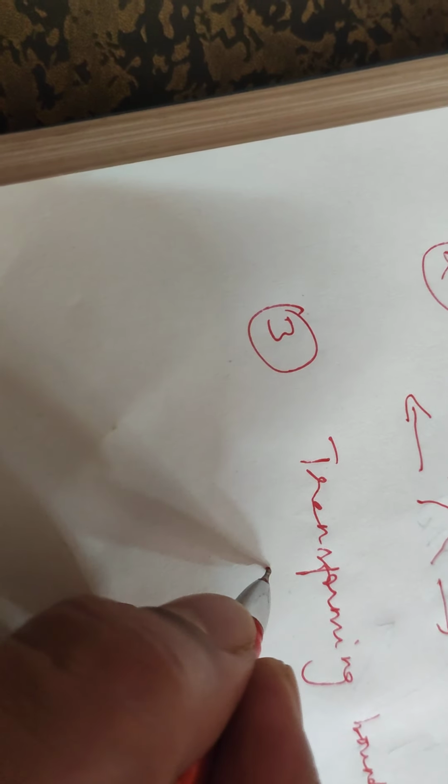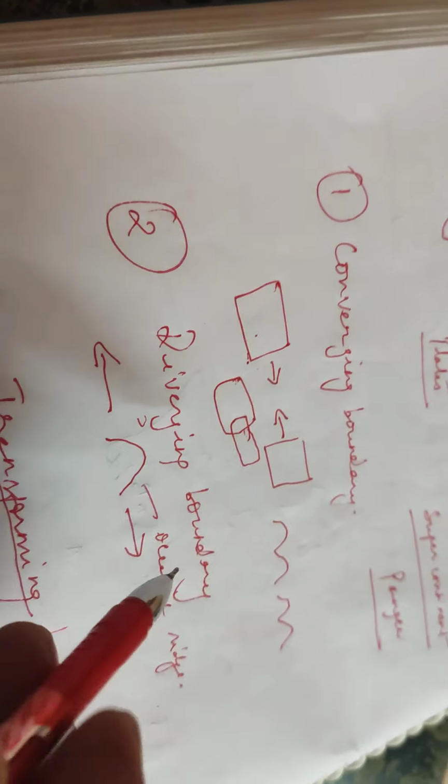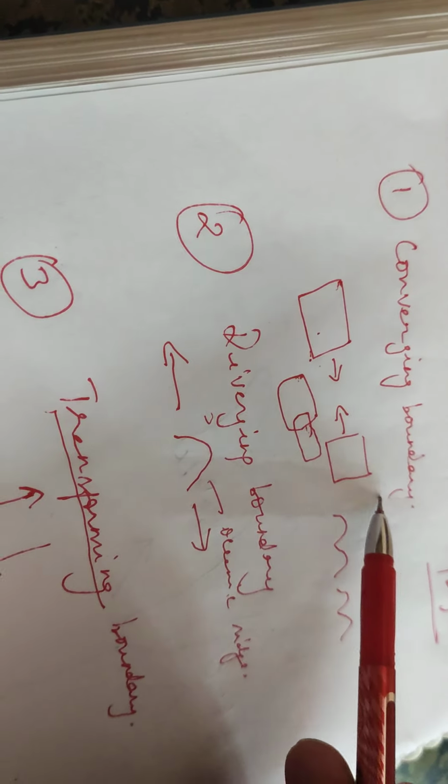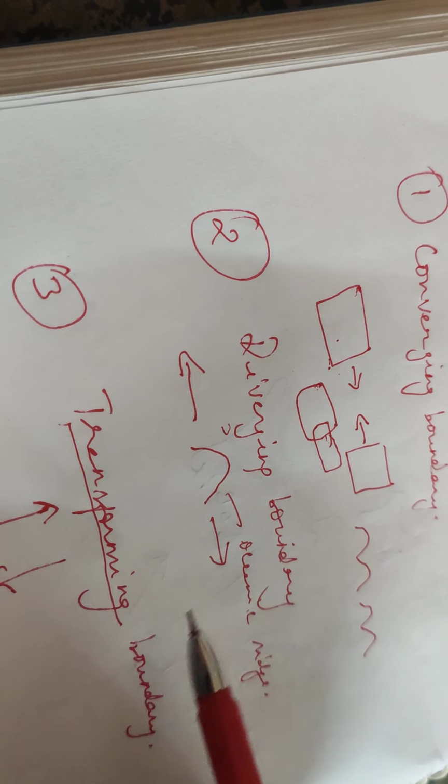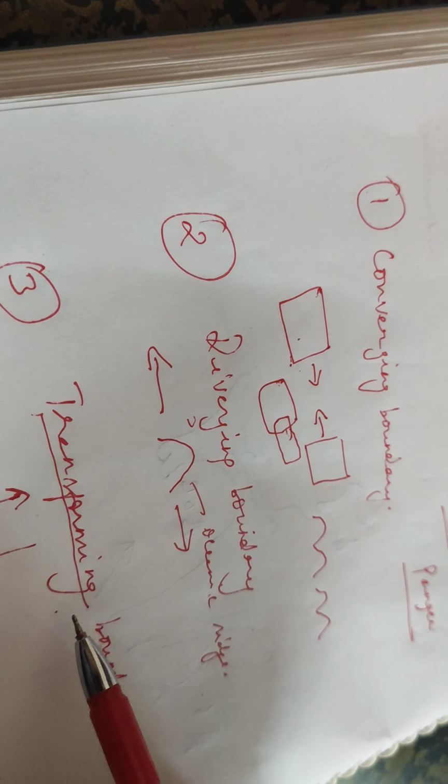This is what is called the diverging boundary, wherein two plates are moving apart from each other. Now what is the transforming boundary? Two plates are moving like this, one going upward and one going downward. This will transform the whole region, and therefore it has been termed the transforming boundary. So these are the three boundaries: converging, diverging and transforming.